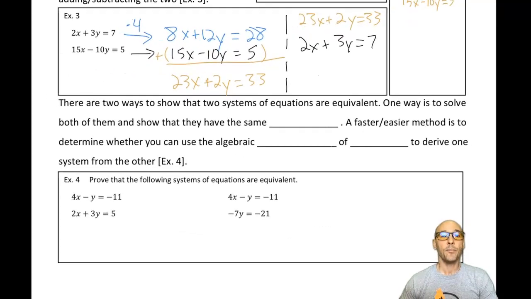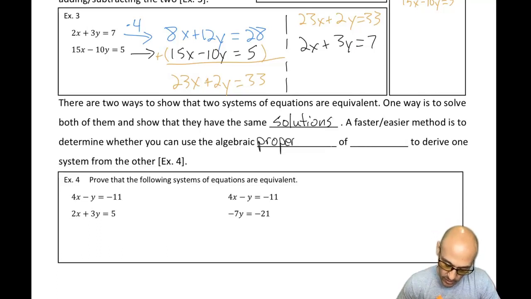So let's suppose that you're given two systems and you need to show that they're equivalent. One way is to solve both of them and show that they have the same solutions. Again, if they have the same solutions, that means they're equivalent. But that takes a while to solve two systems. There's a faster, sometimes easier method: determine whether you can use the algebraic properties of equivalence to derive one system from the other.